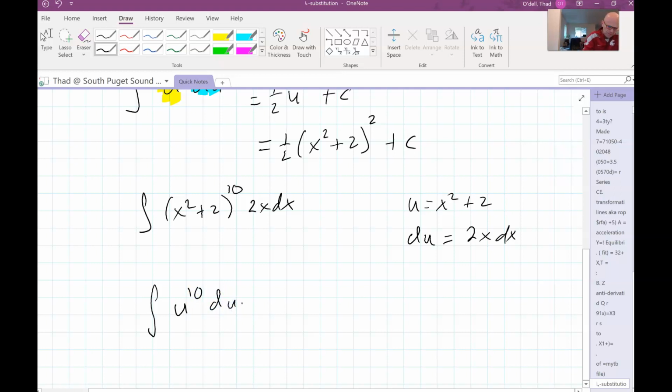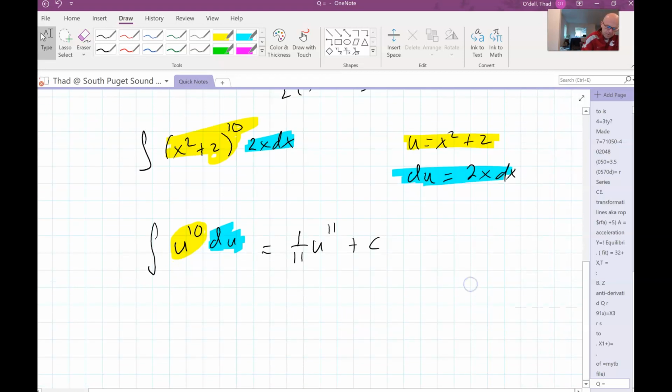And you can see that, once again, because of this definition, this is the same as that. So we brought the 10 with us, but we turned the x squared plus 2 into u. Likewise, because of this definition, the 2x dx is the same as that. So then we can integrate this fairly easily. That would be u to the 11th power times 1 over 11 plus c. Substitute back in and we get 1 over 11 times x squared plus 2 to the 11th power plus c.